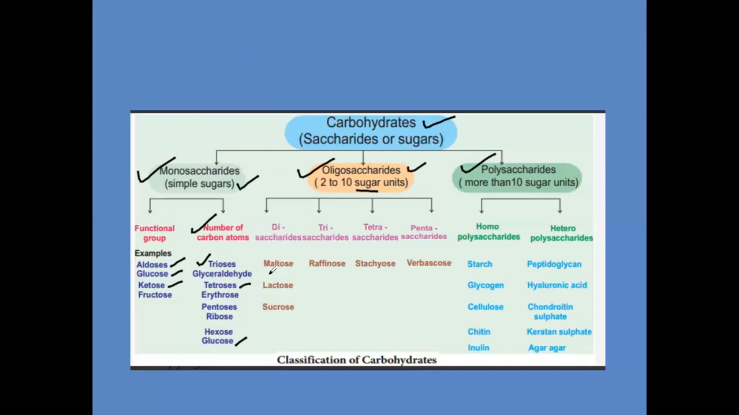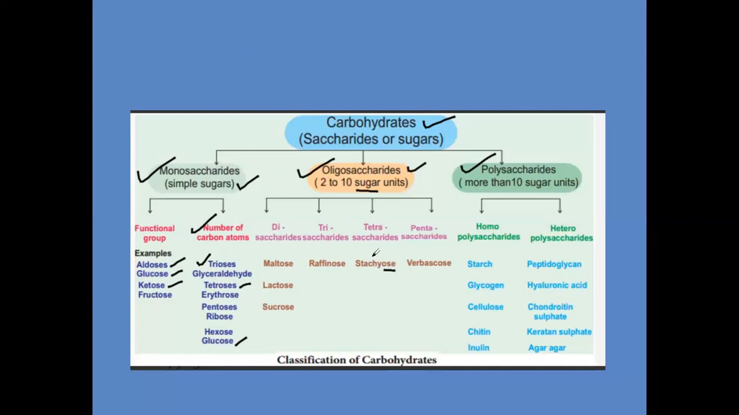So mainly we use disaccharides, examples: maltose, lactose, sucrose. And trisaccharides, example is raffinose. And tetrasaccharide, example, stachyose. OSE indicates what here? Sugar. The suffix OSE indicates sugar molecule. So stachyose is an example of tetrasaccharide.